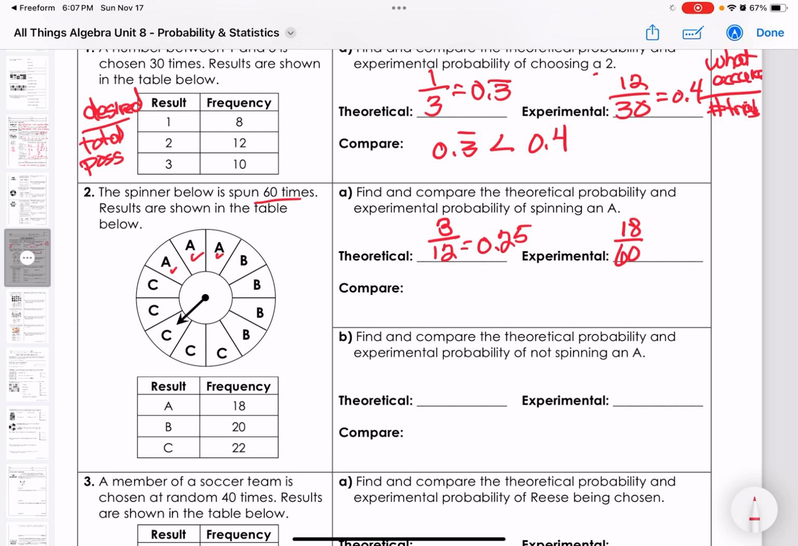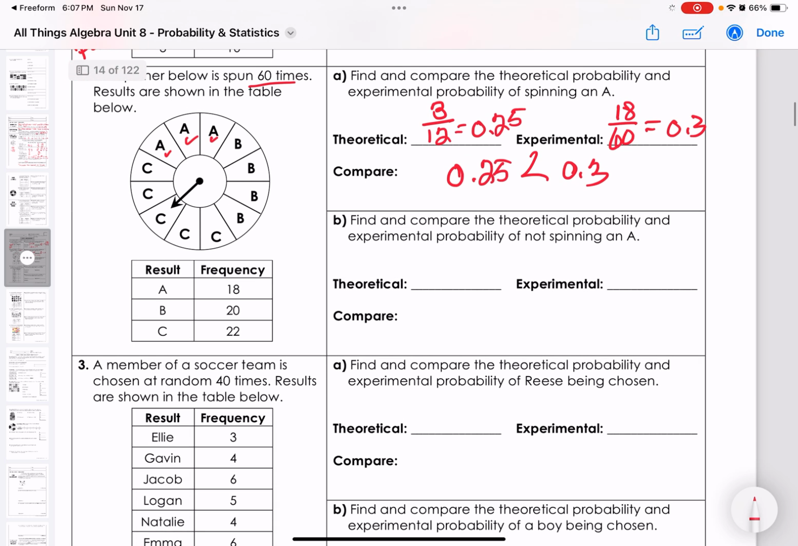So what is 18 divided by 60? That is 0.3. And if we compare 0.25, it's actually less than 0.3. So again, our theoretical is less than the experimental, or what actually happened when we spun it.